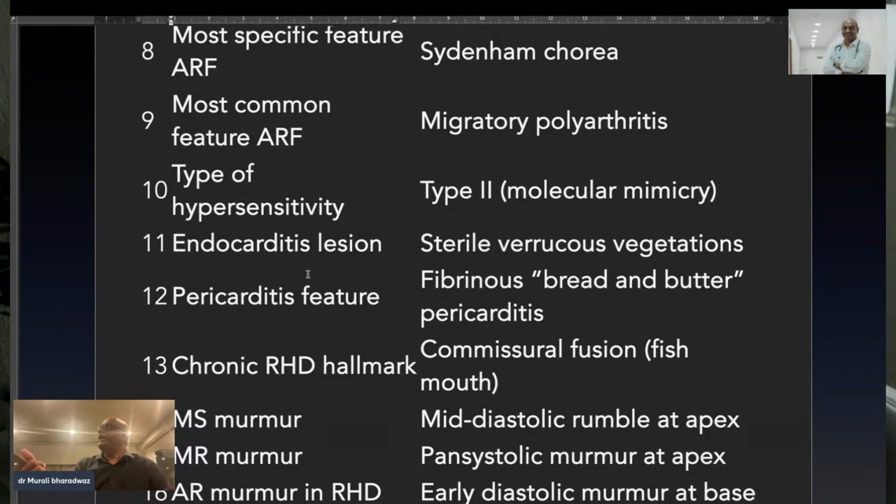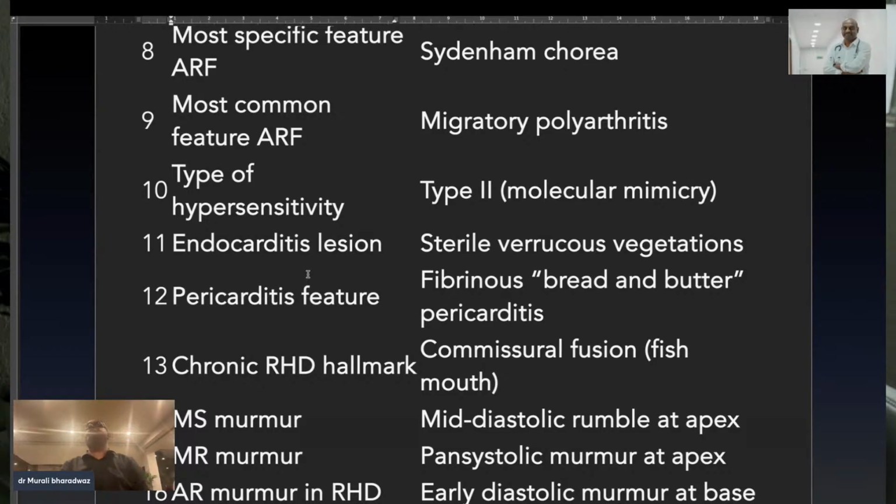Which type of hypersensitivity? There, the antibodies against streptococcal antigens will cross-react with the myocardium. The M protein of the beta hemolytic streptococci, antibodies produced against that, will interact with our myocardium. And what type of endocarditis will be found in rheumatic heart disease? Sterile verrucous vegetations, like grouped warty nodules. Sterile, they don't have any infection, unlike infective endocarditis.